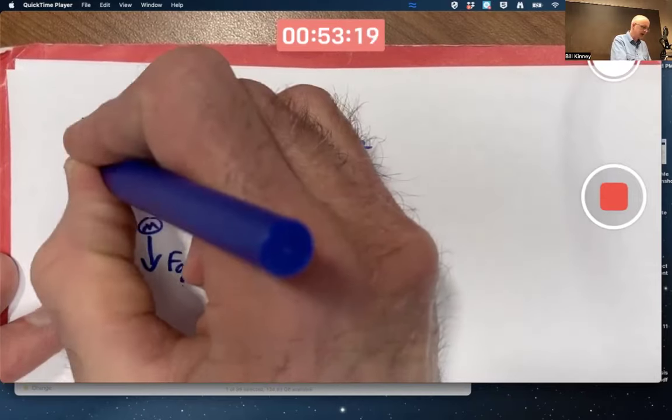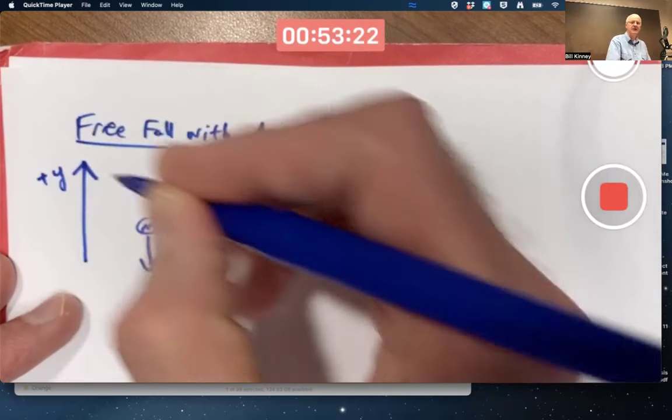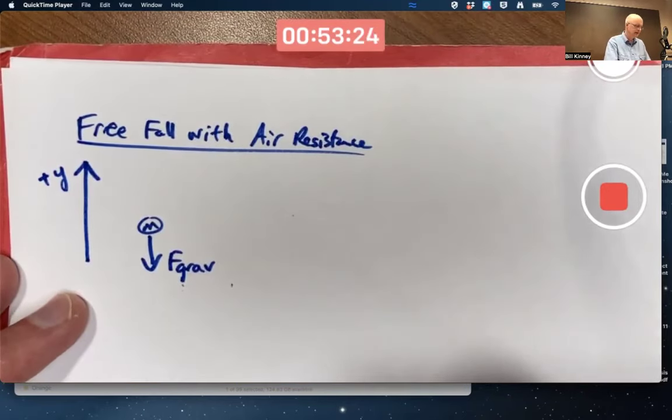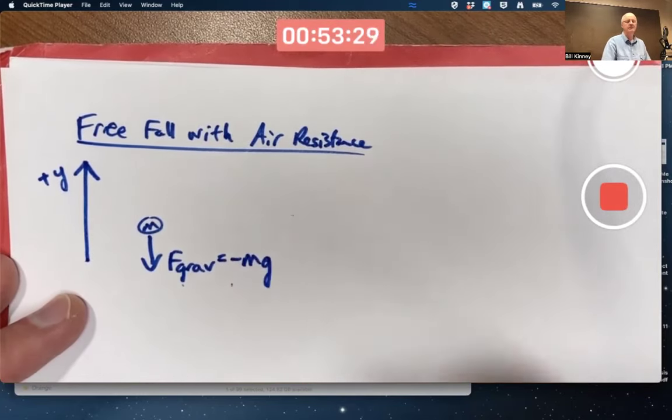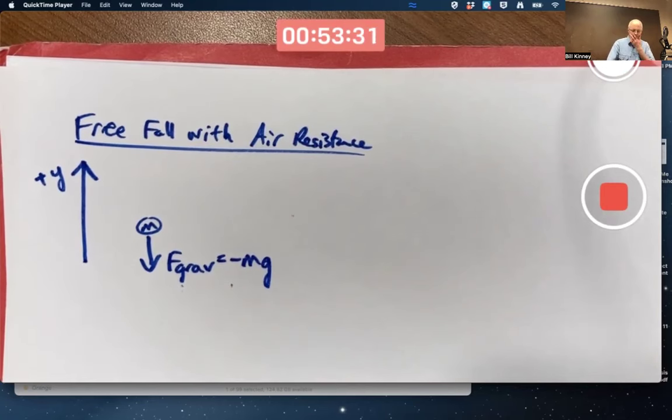If the positive direction is upward, if this is the plus y direction, where y is the height, gravity is in the opposite direction, negative mg. What's the air resistance? Direction-wise, it has the opposite sign of the velocity. If the ball is moving up, so the velocity is upward, positive, then the air resistance is downward, negative. It's going against the velocity.